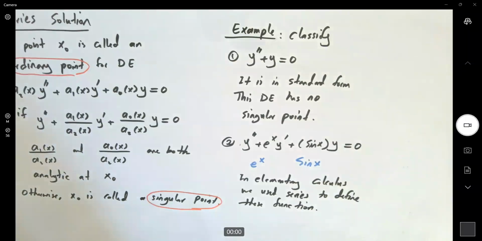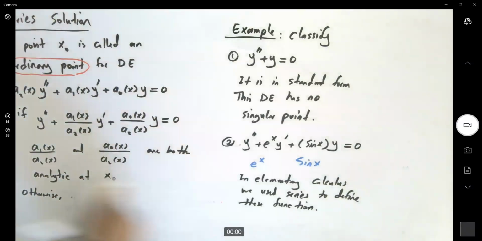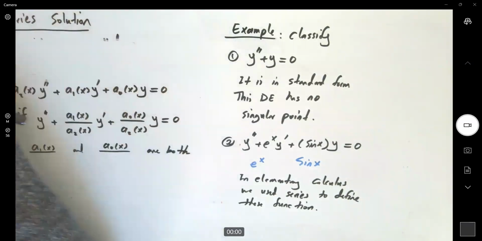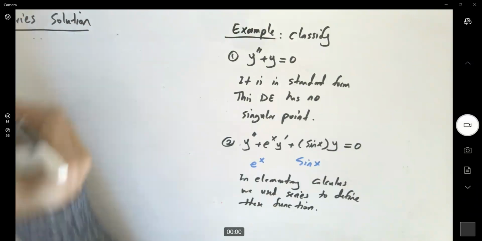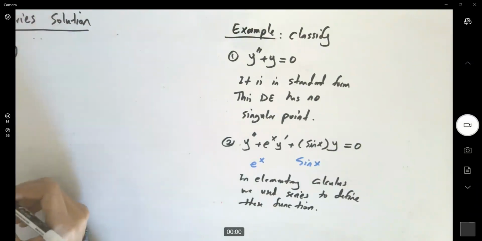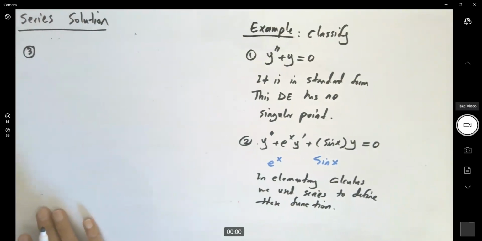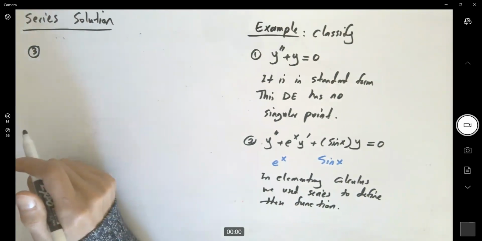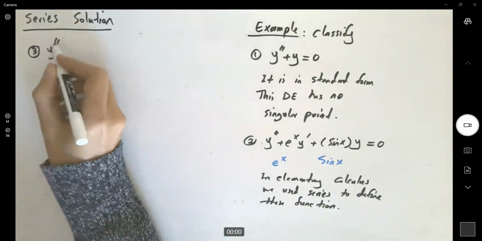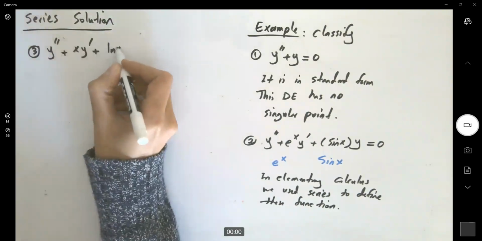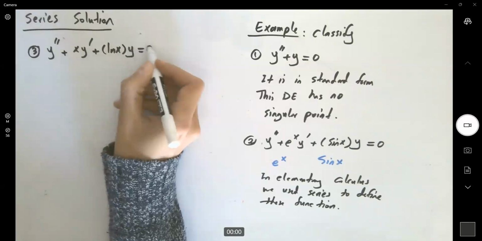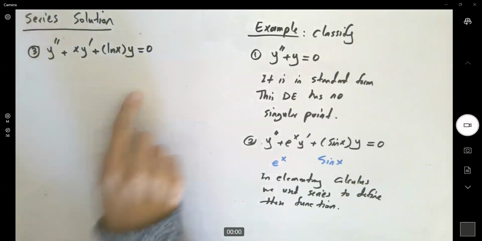Let's take a look at another example. Suppose we have the following differential equation. Number 3. So for this differential equation, what do we have? We have the second derivative of y plus xy prime plus ln of x y equal to 0. So it's already written in standard form.